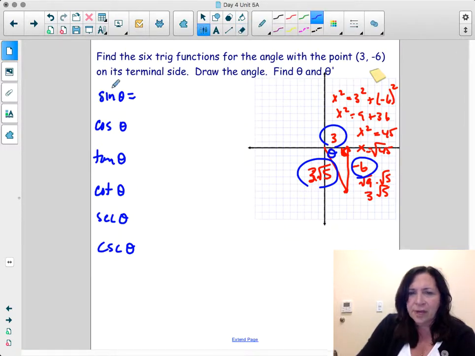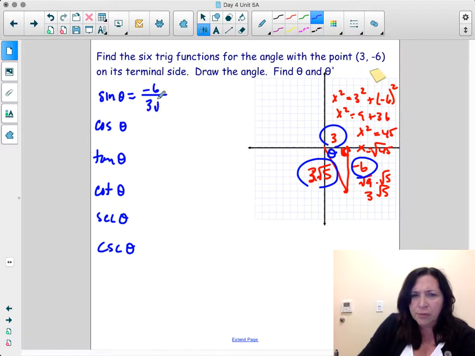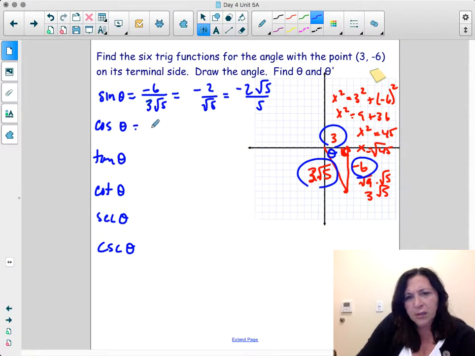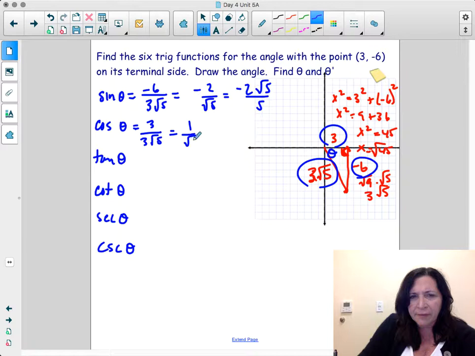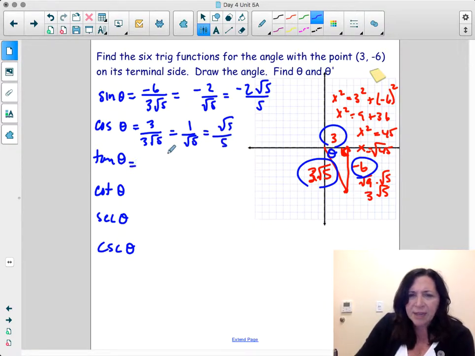All right, so sine of theta is opposite over hypotenuse. So that's -6 over 3√5. Do not leave it like that. That'll be -2 over √5, which is -2√5 over 5. Cosine of theta is adjacent over hypotenuse. So that's going to be 3 over 3√5. That's going to be 1 over √5. Don't leave that down there. √5 over 5.